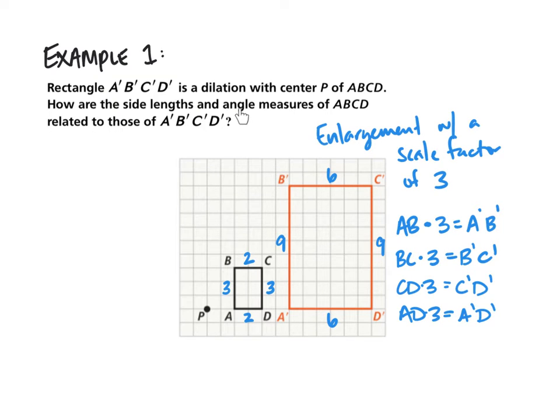Now it also asks about the angle measures. And for this, we can just remember that we learned one of the properties of dilations is that the angle measures don't change. So if this was a rectangle, we know that angle A is 90 degrees, and angle A prime will still be 90 degrees. Angle B is 90, angle B prime will still be 90. None of the angle measures will change because dilations preserve angle measure.